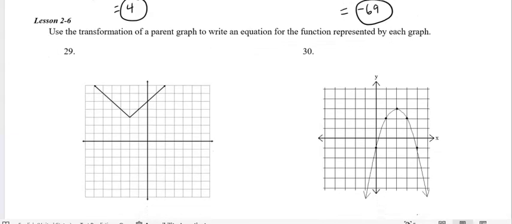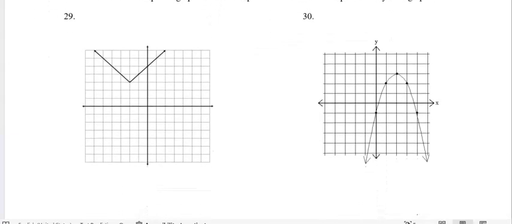Now our final two problems are transformations of parents. And so this is the absolute value parent. This is the quadratic parent. So the absolute value parent originally started here, looked like this, where my red dots are. But the black represents what we call a translation of that parent, which means a shift. And putting the two moves together, we went left 2.